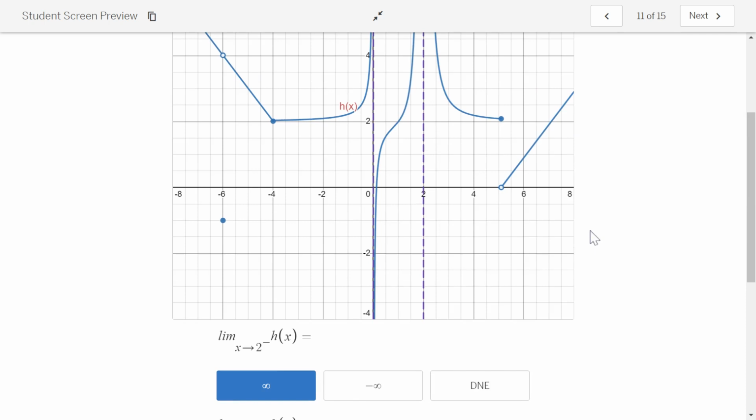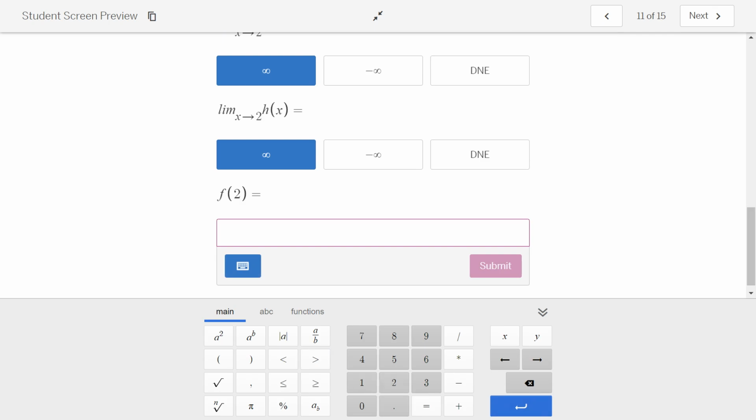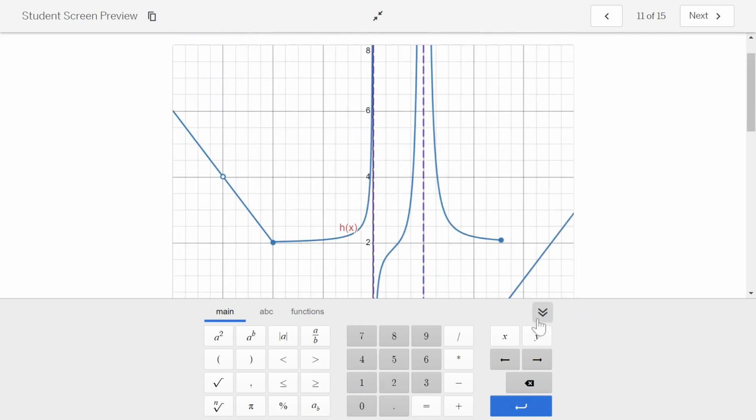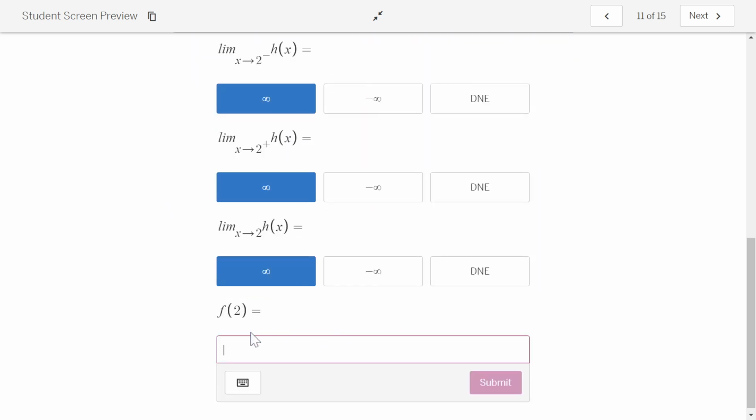And the value at 2, again, when we have an asymptote, if we don't see a closed circle anywhere, that's just going to be undefined. I'll let you type in undefined so I don't take up your video time typing with my on-screen calculator. So that'll be undefined right there, right?